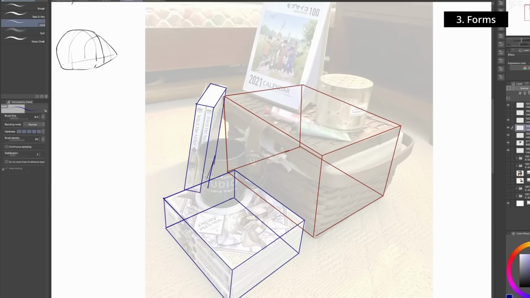And here, this edge is a little bit tricky because it's blocked by so many things, but we can kind of look at this one and infer that this edge is going to be kind of like this.